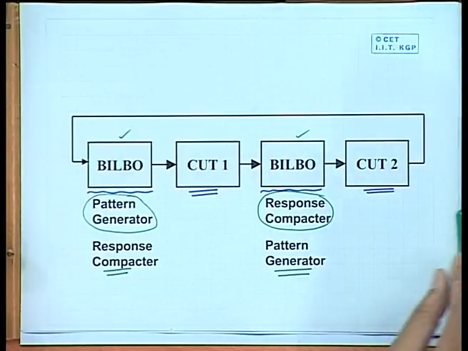Of course, we need a test controller which will be generating the control signals and the necessary sequencing, that the first Bilbo should be generating patterns and this should be compacting. In the second step, the second one should be generating patterns and the first one should be compacting. So, these things should be controlled by a separate small test controller which should also be inside the chip.